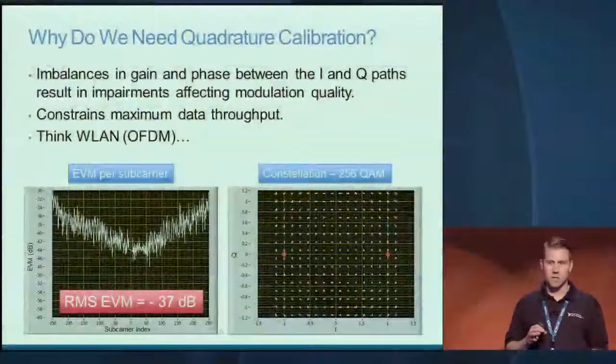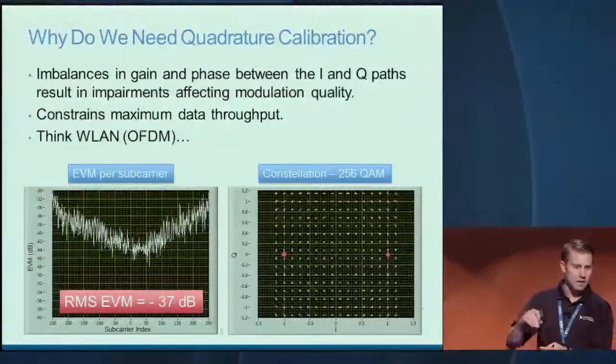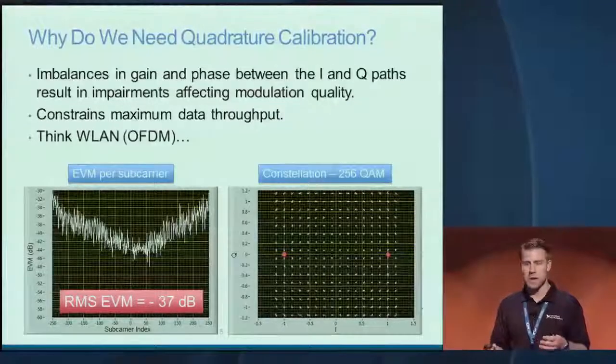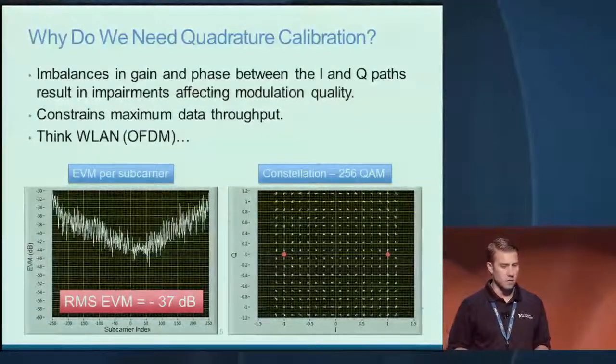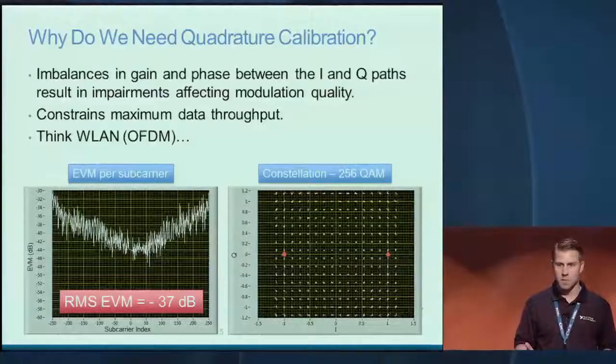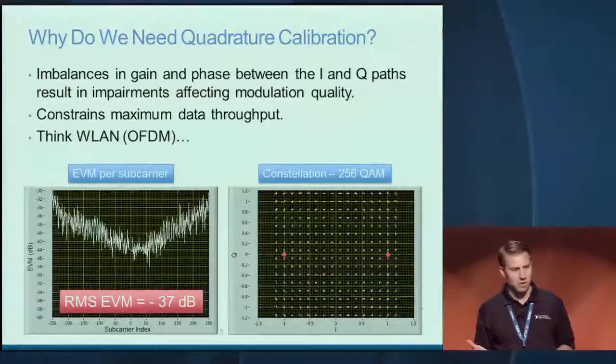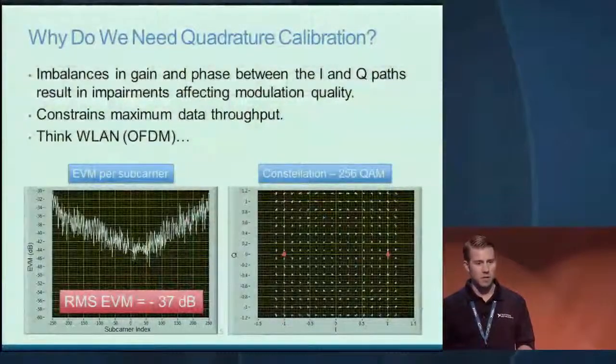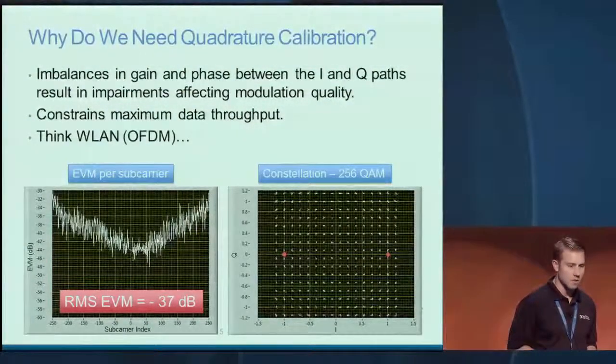So the question is, why do we need calibration in these types of systems? And ultimately what it comes down to is because we have these two paths, the I and Q paths, we get imbalances in the gain and phase in each of those paths. And those result in impairments. We'll talk about exactly what those look like in a second, but from the perspective of the end user of the radio, that ultimately constrains the data throughput capabilities of your design.